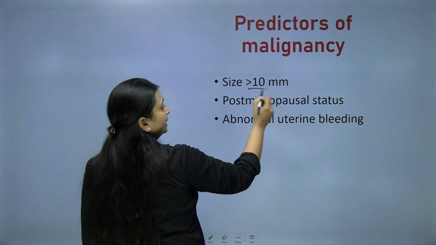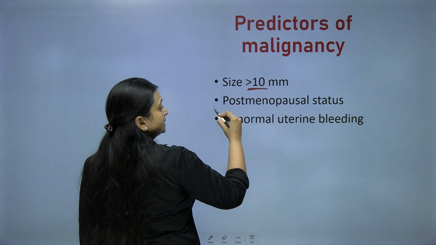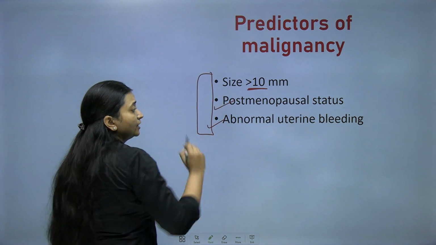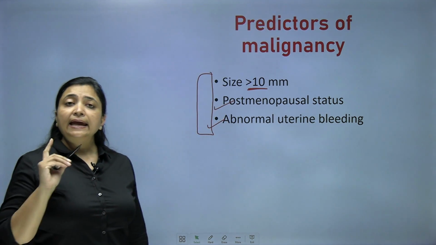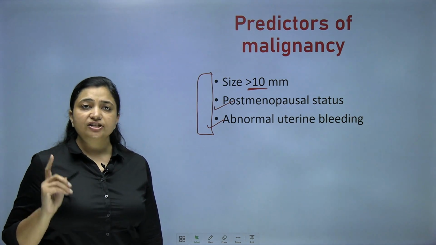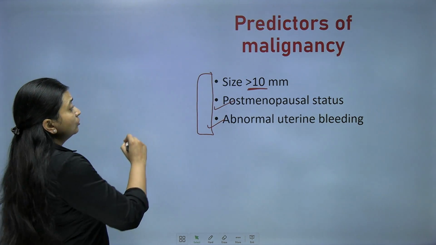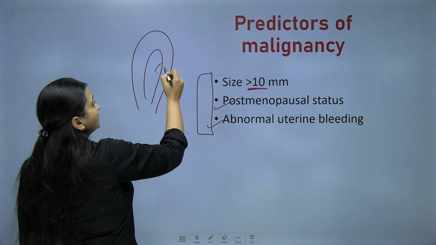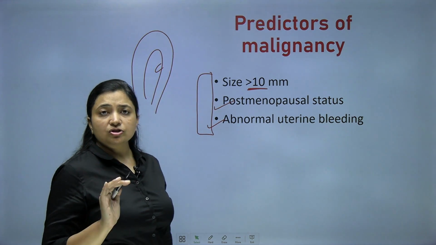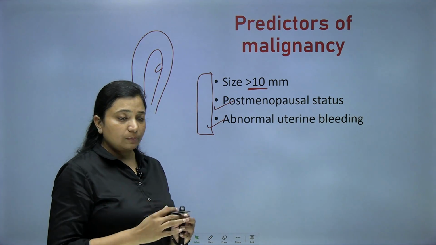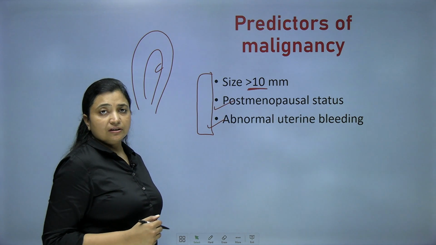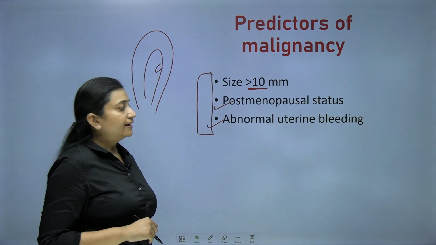Size more than 10 mm, postmenopausal status, abnormal uterine bleeding. These three things will tell you whether the polyp is undergoing any sort of malignant change. What does that mean? You have a patient where there was a small polyp and you were not doing anything for the treatment, you were just waiting and watching. Then what happens? Suddenly the polyp increases in size drastically and the size crosses 10 millimeters. Then you think there could be a malignant change.